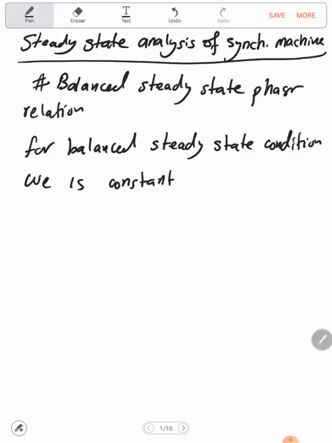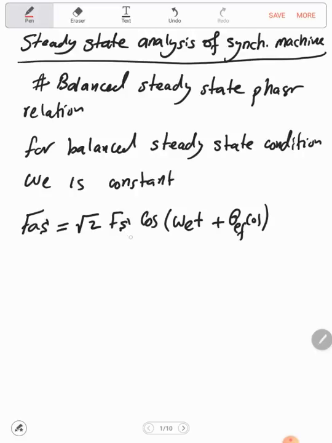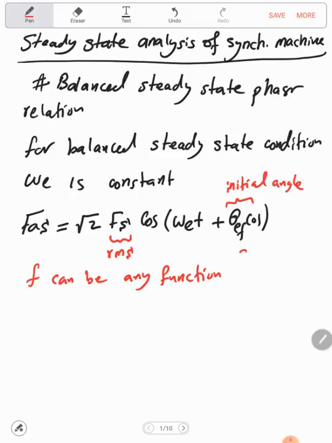So simply any function in ABC reference frame can be written as Fas equal to square root of 2 Fs cosine omega E t plus theta EF of 0. Now Fs here is the RMS value, and theta 0 here is the initial angle. Remember that f can be any function: current, voltage, or flux linkage.